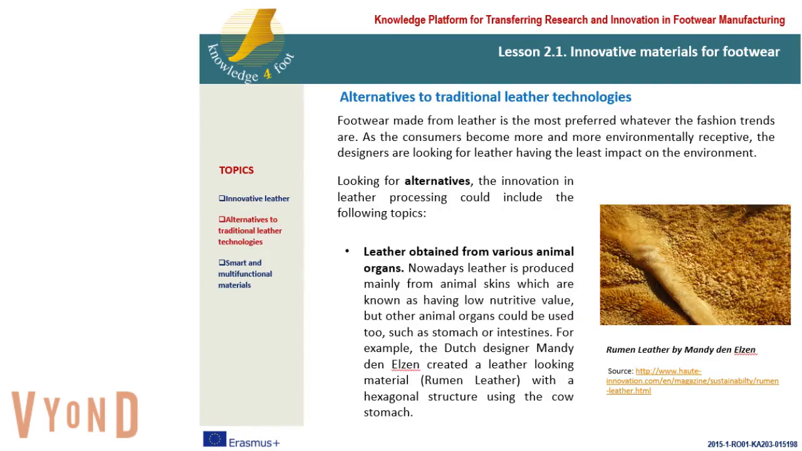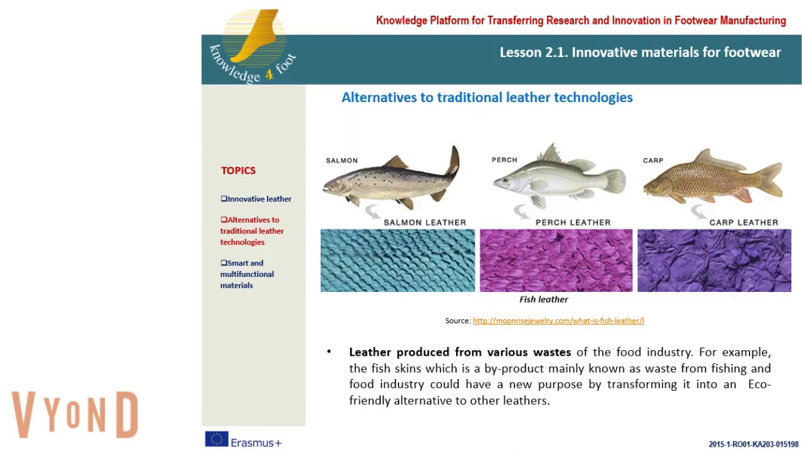Looking for alternatives, the innovation in leather processing could include the following topics: leather obtained from various animal organs. For example, the Dutch designer Mandy Denelsen created a leather-looking material, rumen leather, with a hexagonal structure using the cow's stomach. Leather produced from various wastes of the food industry. For example, the fish skins, which is a byproduct mainly known as waste from fishing and food industry, could have a new purpose by transforming it into an eco-friendly alternative.